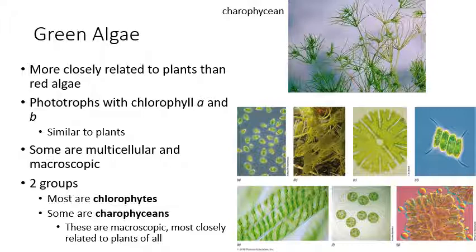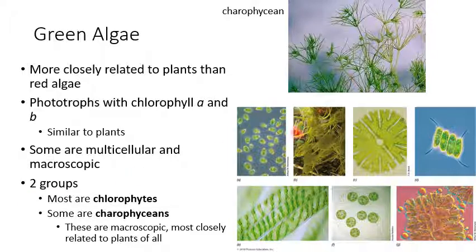Most of them are unicellular and microscopic, but some of them are multicellular, and some of them are multicellular and macroscopic, so they're not microbes. It just depends on the alga. And you have them divided into two different groups. So you have the chlorophytes and the charophyceans. The chlorophytes are the biggest group by far, and then you have just a few charophyceans. The charophyceans are macroscopic, and they're actually super closely related to plants. So it goes chlorophyte, then charophycean, then plant.